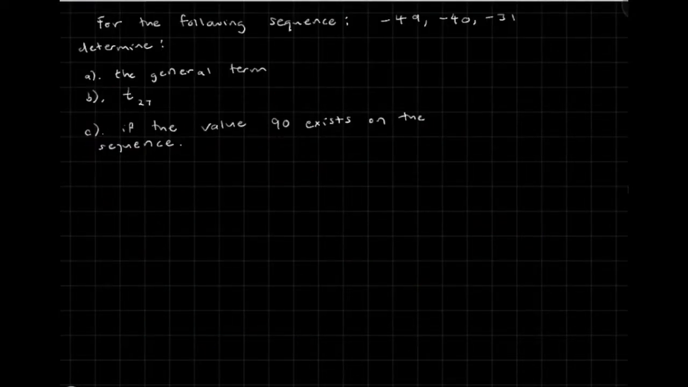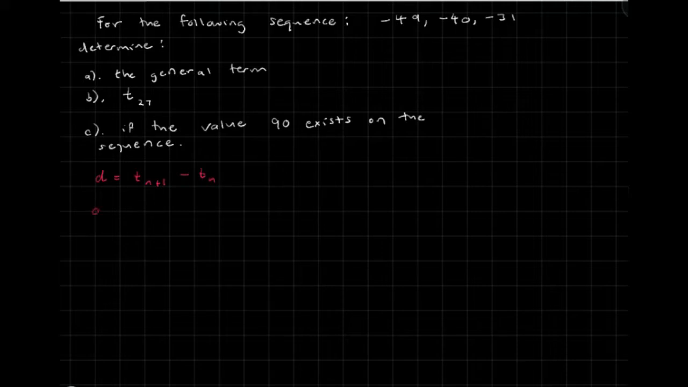Alright, for the following sequence, negative 49, negative 40, and negative 31, determine the general term, the 27th term, and if the value 90 exists in the sequence. Let's start with determining what type of sequence this is. Let's test to see if it is an arithmetic sequence. To test this, I'm going to find my common difference d, which is the subsequent term, tn plus 1 minus tn.